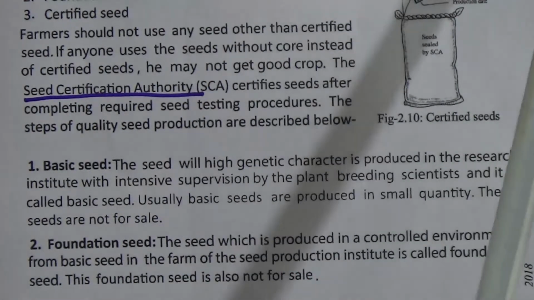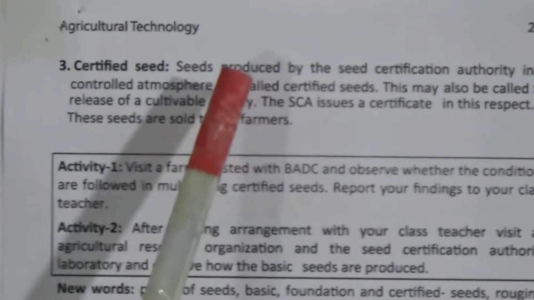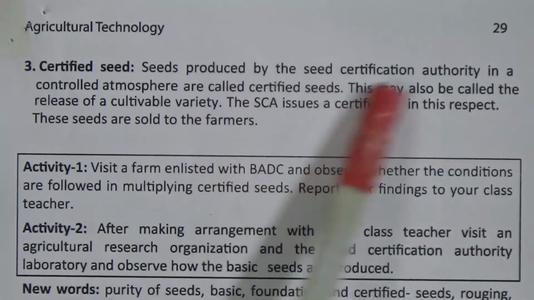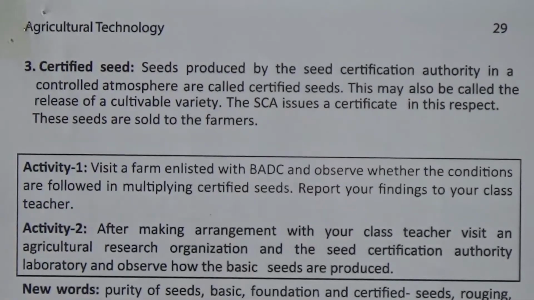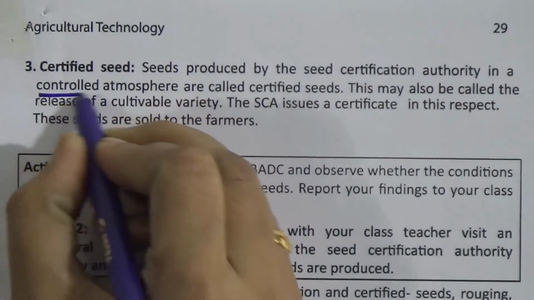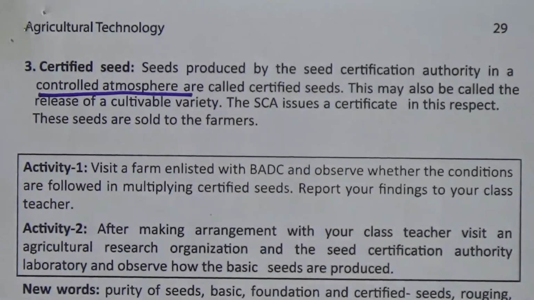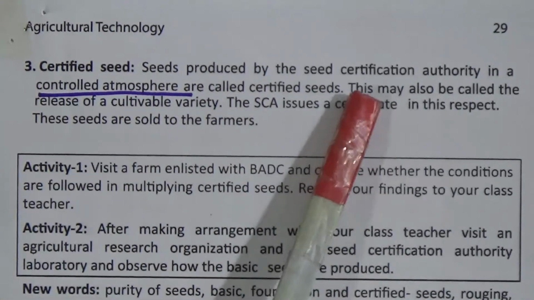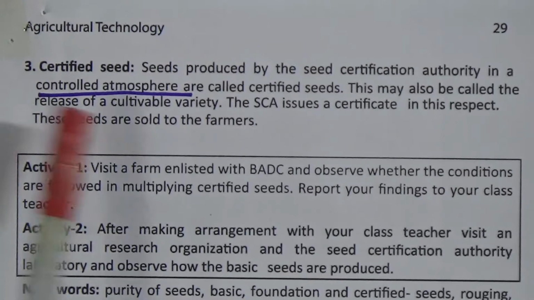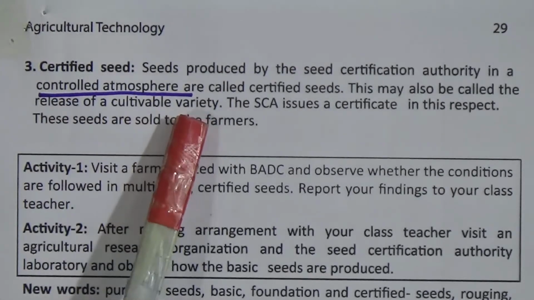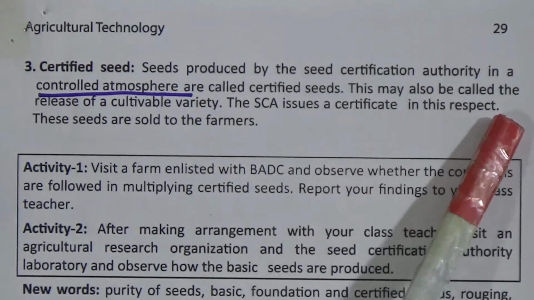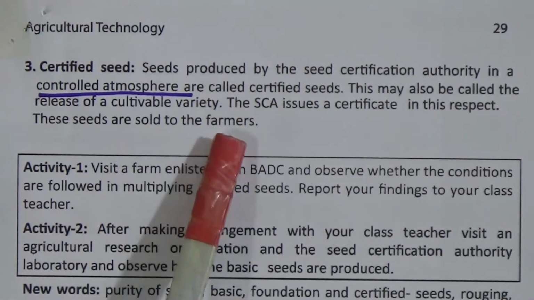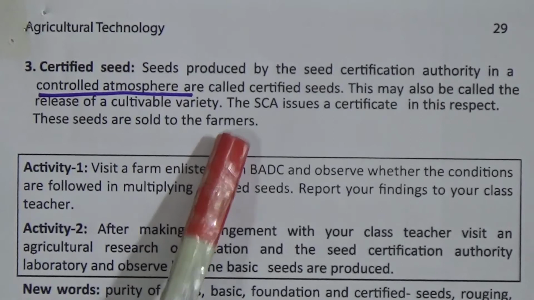Number 3. Certified seed. Seeds produced by the Seed Certification Authority in a controlled atmosphere are called certified seeds. This may also be called the release of a cultivable variety. The ACA issues a certificate in this respect. These seeds are sold to the farmers.